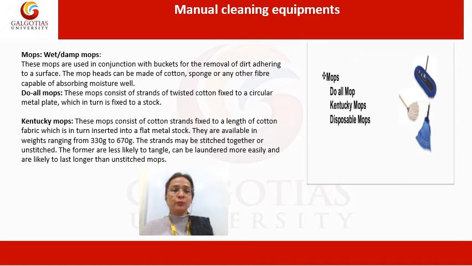Kentucky mop. This mop consists of cotton strands fixed to a length of cotton fabric, which is in turn inserted into a flat metal stalk, and they are available in weights ranging from 330 gram to 670 gram. The strands may be stitched together or unstitched. The former are less likely to be tangled, can be laundered more easily and are more likely to last longer than the unstitched mop. So these are all the information about the mops. So let's see what is there in the next.